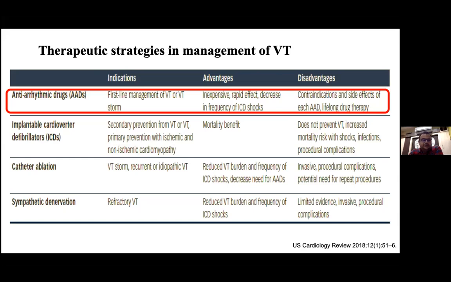Then sympathetic denervation is basically for refractory VT. It reduces the VT burden and the frequency of ICD shocks, but it has very limited evidence.